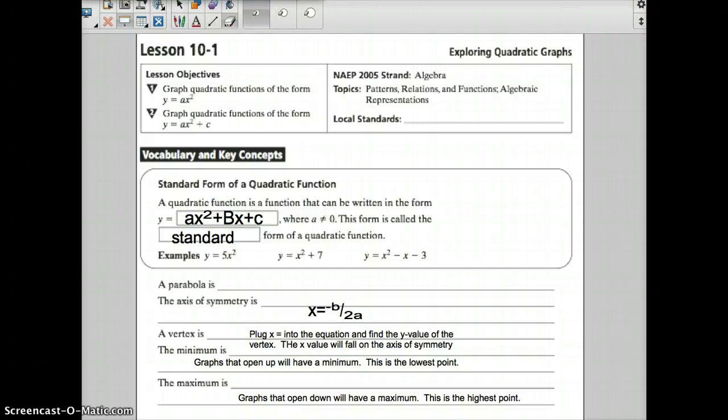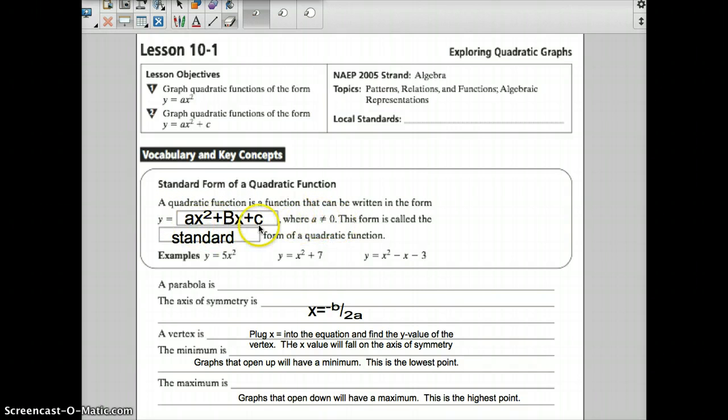Welcome to lesson 10.1. We're graphing quadratic functions in the form y equals ax squared, and we're also graphing quadratic functions in the form y equals ax squared plus c. A quadratic function is a function that can be written in the form y equals ax squared plus bx plus c, where a is not 0.